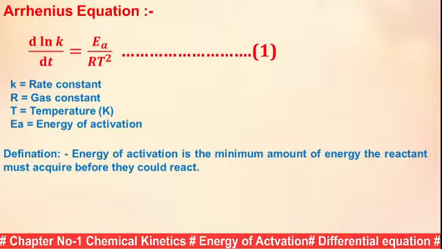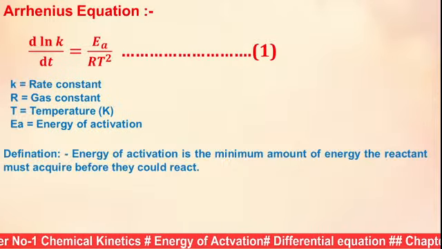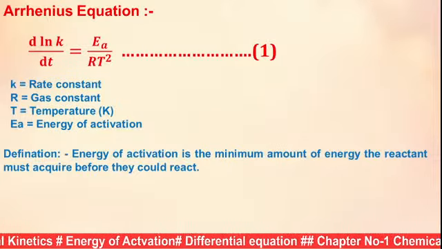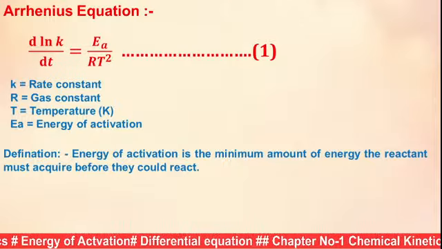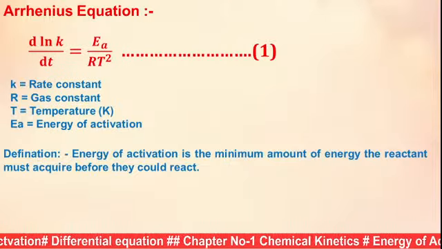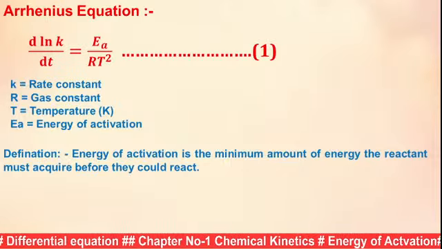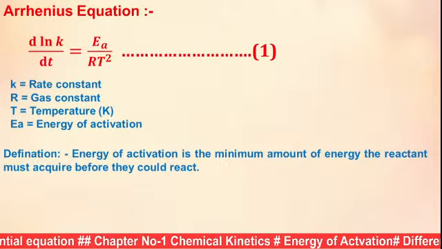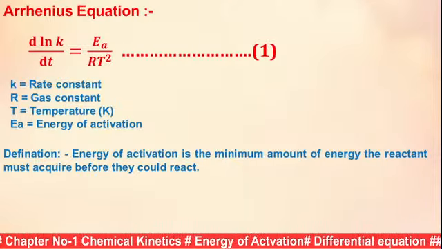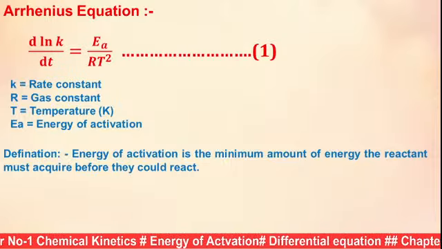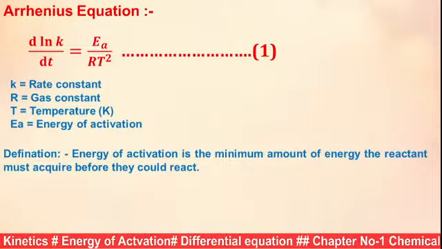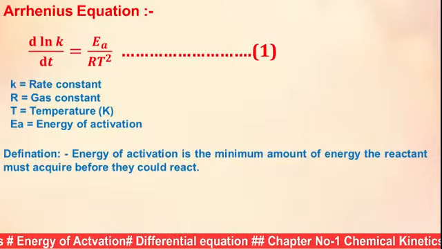Now if we increase the temperature from 0 degree to 12 degree, the rate constant increases to 2.46 into 10 raised to minus 4. If you compare these two rate constants, there is a 4 times increase in the rate of reaction. We increased the temperature from 0 to 12 degree, so the total increase in temperature is 12 degree, and the rate constant increases by almost 4 times.